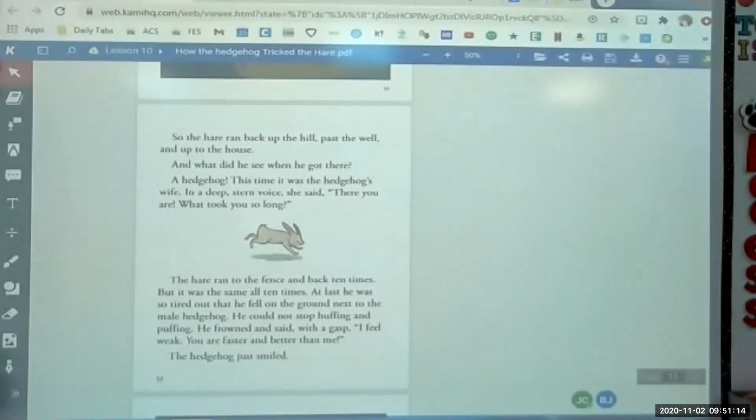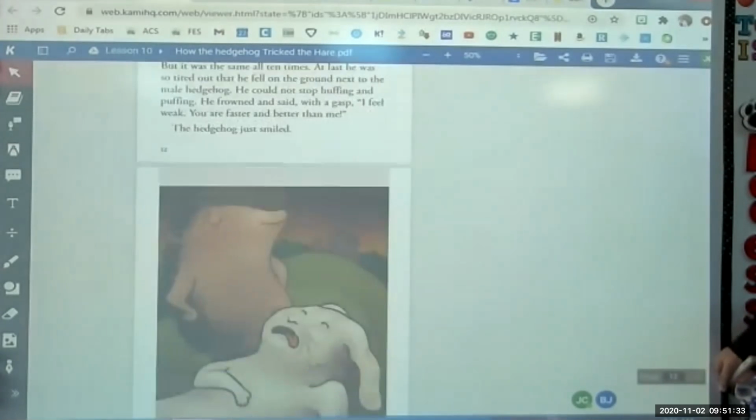At last, he was so tired out that he fell on the ground next to the male hedgehog. He could not stop huffing and puffing. He frowned and said with a gasp, "I feel weak. You are faster and better than me." The hedgehog just smiled.